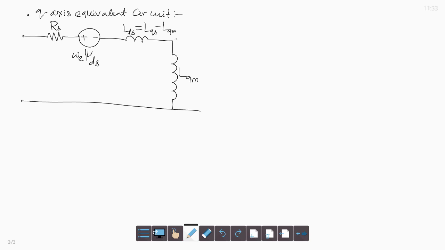This is the stator part referred to the rotor. The stator and rotor are coupled by this mutual inductance LQM, and then the rotor also has a leakage inductance LLQR, that is the self inductance of the rotor LQR minus mutual inductance LQM. This is the rotor leakage inductance. Then we have the rotor winding resistance RQR, which is shorted, no voltage applied across the rotor.